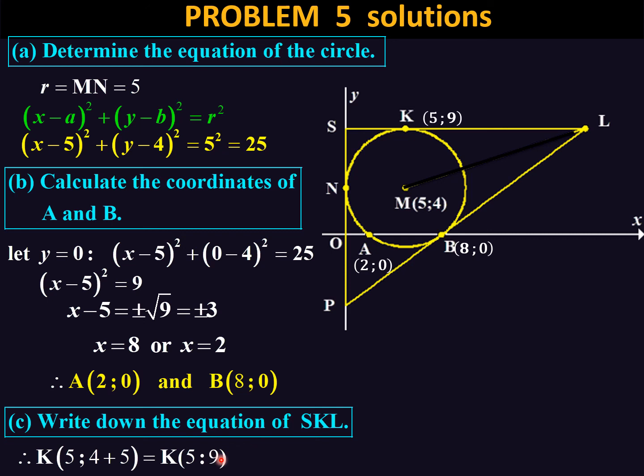And let's insert the coordinates. Now I can get my equation of SKL. It's a horizontal line, so it'll just have a y value. Y is equal to 9. Right? That's where I get the 9 from. It's that 4 plus that 5, exactly the same that I have there.